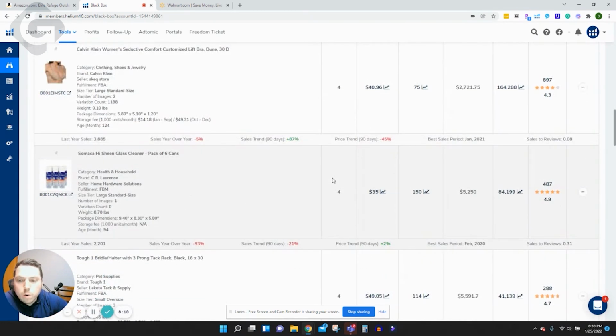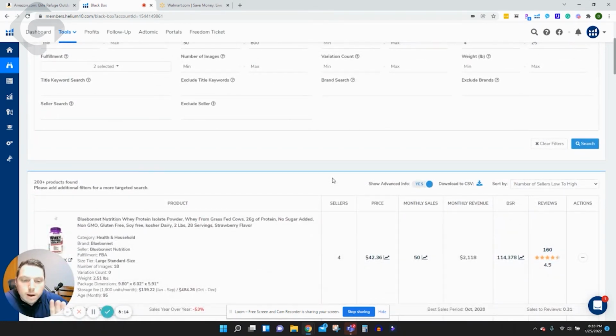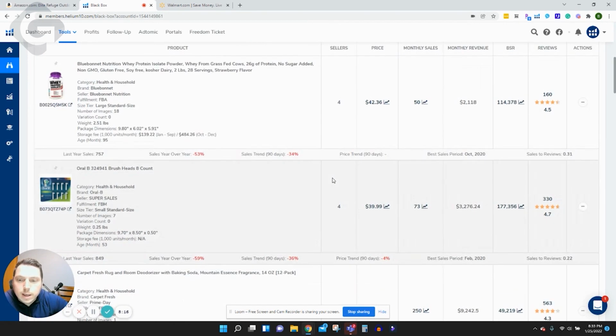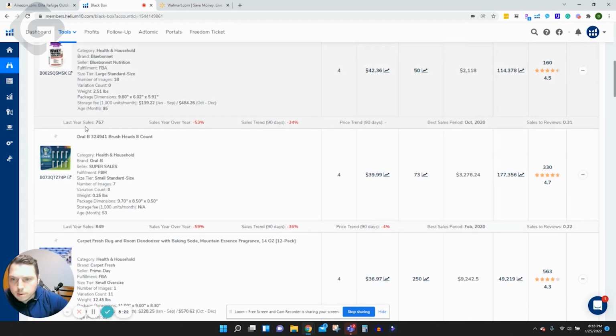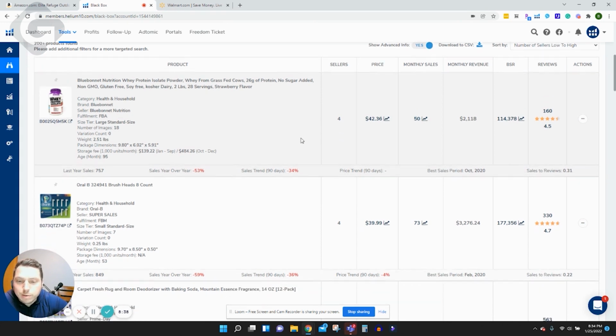So I want to see the lowest number of sellers. So everything that's 4. And then as I'm scrolling down, I'm going to just disregard all private label products until I get to one that I know I can do wholesale on. So Bluebonnet Nutrition, if you look at the brand and the seller, Bluebonnet is the brand, right? The seller is also Bluebonnet. So this is a private label product, even though there's 4 sellers. So this person has a couple of hijackers that they're dealing with.